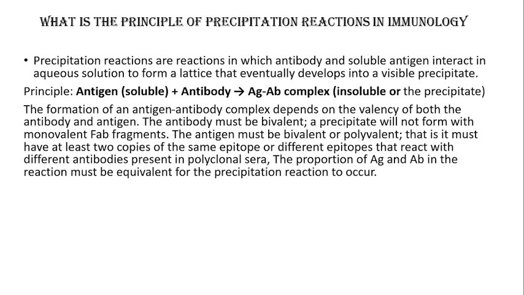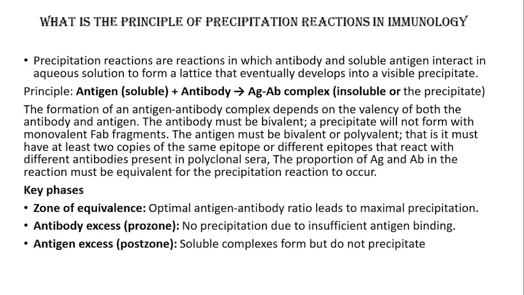Once there is an imbalance between the antigen and antibodies, it results in the formation of what is called the postzone or prozone. The postzone is where we have an excess of antigens in the solution, while the prozone is when we have an excess of antibodies in the solution.